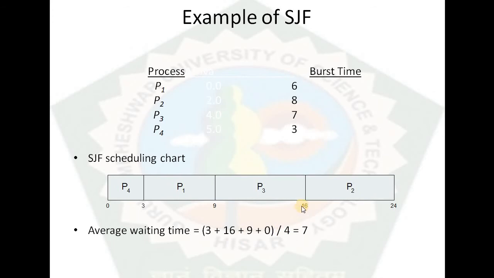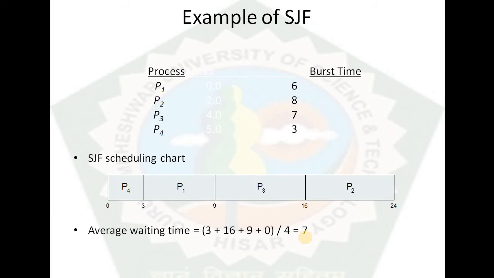Next is P3 waiting time. P3 has to wait till the execution of P1 and P4 is completed, that is 9 milliseconds. And lastly P4 has to wait for nothing. It is the first process that is allocated the CPU because it has the shortest job first. So 0 is the waiting time for P4, and the sum is divided by 4. The average waiting time for this particular example is 7.